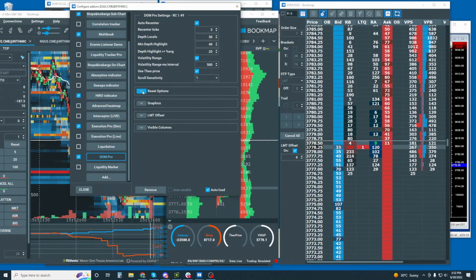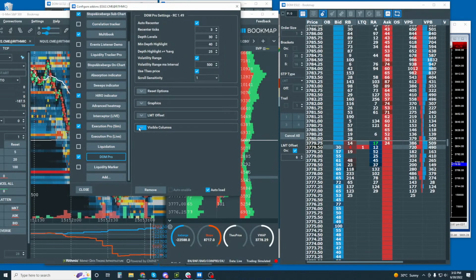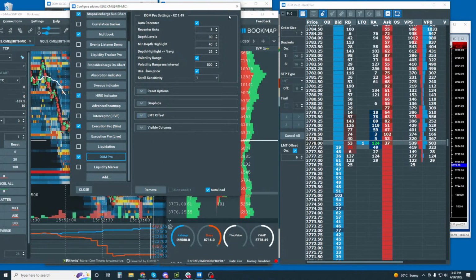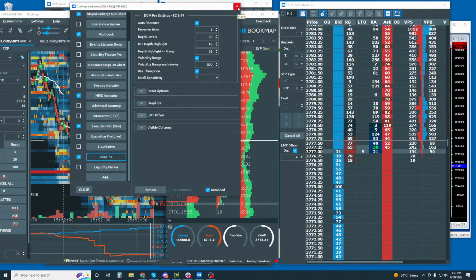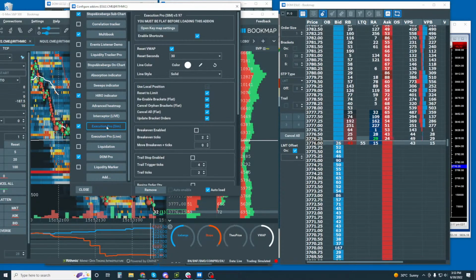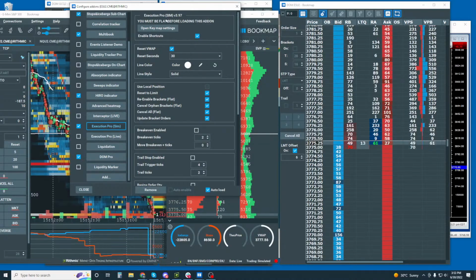Oh, okay, I thought there was something in here I needed to check as well in the dome. No, I don't think so. Okay, so we'll go over that later then. All right, let's go back to the Dome Pro Sim, Execution Pro Sim.